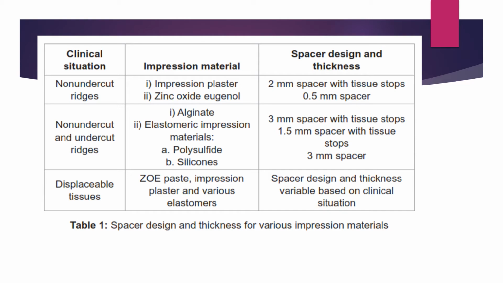Then displaceable tissues: zinc oxide eugenol paste, impression plaster and various elastomers are used as the impression material, and the spacer design and thickness is variable based on the clinical situation. So this is the summarized version of spacer design and thickness for various clinical situations.